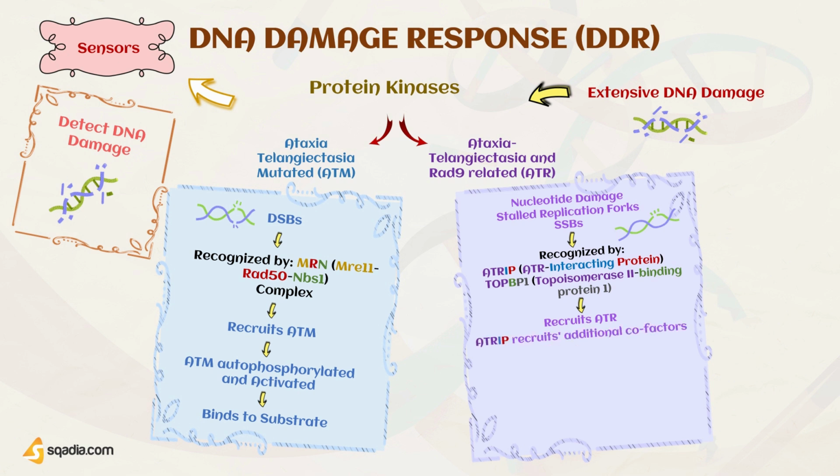Upon binding to ATR, ATRIP recruits additional cofactors, such as RAD9, RAD1, and HUS1, which amplify the ATR signal and promote ATR activation.